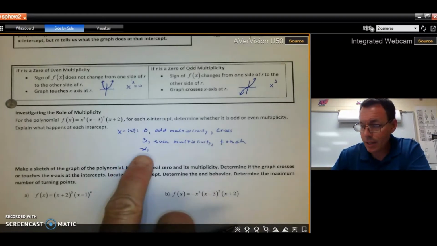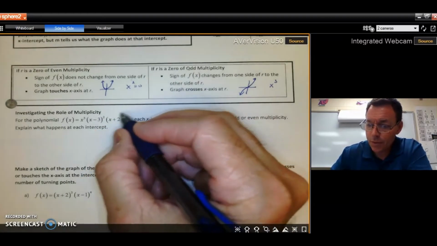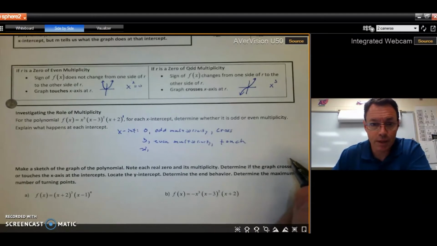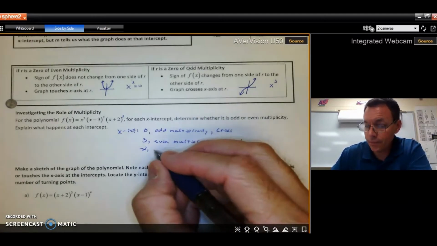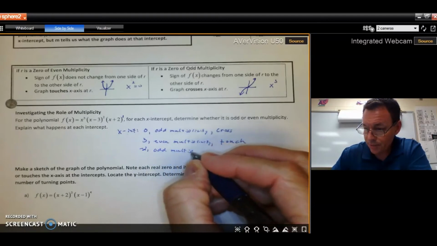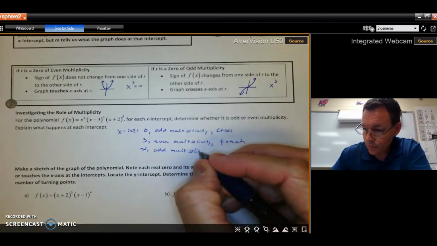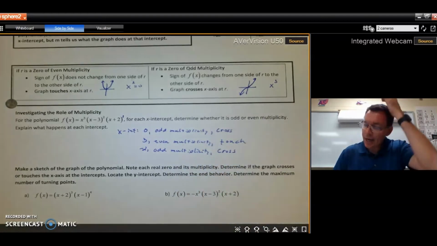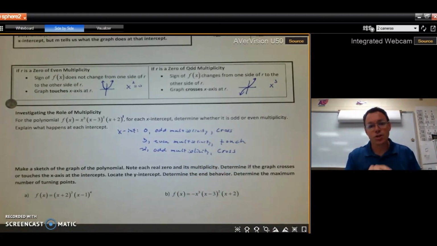Okay? And then negative 2, I don't see an exponent. That's because it's to the first power, and we don't write first power exponents. Okay? So that is an odd multiplicity. So again, that means our graph would cross at negative 2 and not touch and turn around.